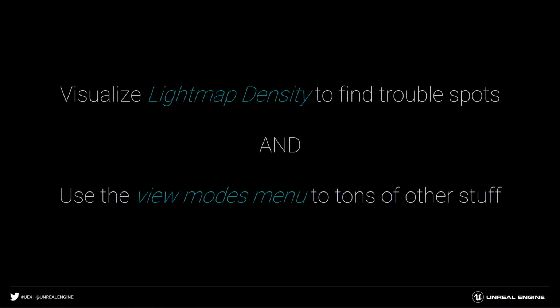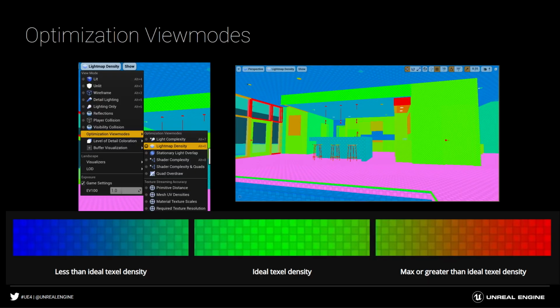What we're going to do is take a look at visualizing light map density to find trouble spots and some other view modes within the menu. So the optimization view modes are really, really helpful. If you click on the viewport label that says Lit and you drag down, you'll see an option there called Optimization View Modes. And this is where you can see the density of your light maps. So it color codes it, and it gives you a kind of a temperature or a heat map of what's a good texel density for your light maps.